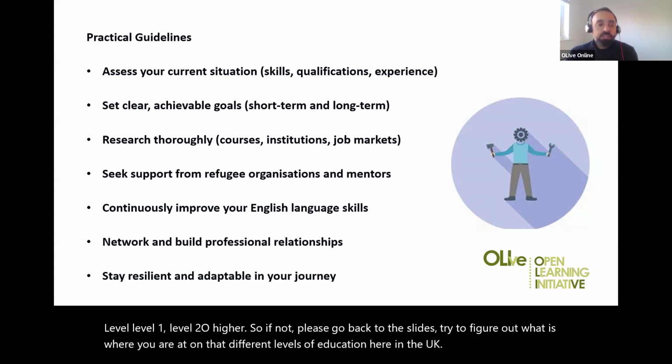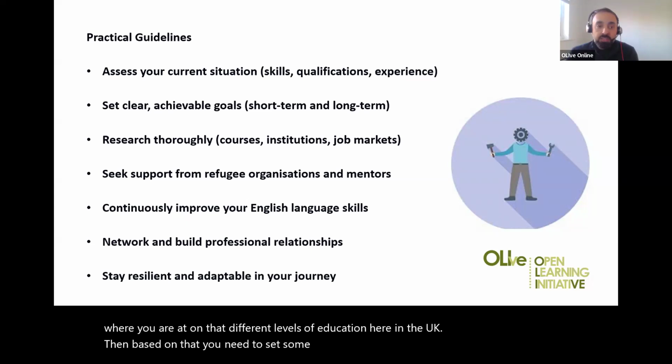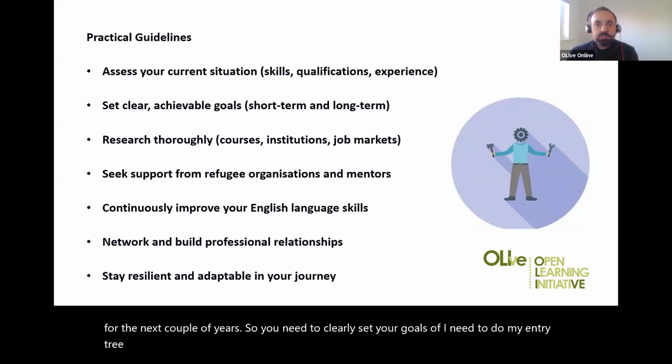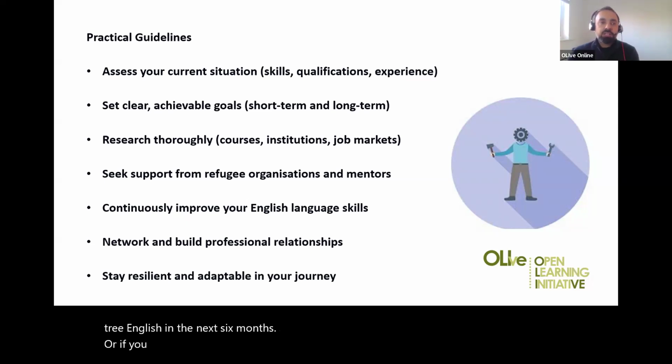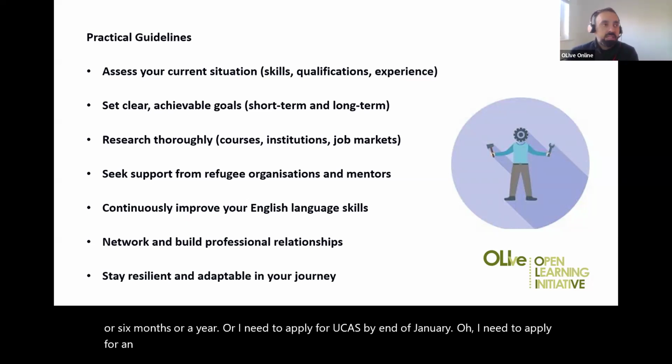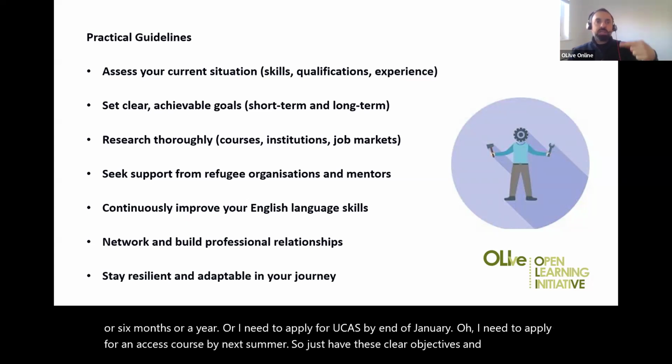Then, based on that, you need to set some clear achievable goals for the next few months and for the next couple of years. So you need to clearly set your goals of, I need to do my entry 3 English in the next 6 months. Or if you are in level 1, I need to finish my level 1 and start level 2 in the next 3 months or 6 months or a year. Or I need to apply for UCAS by end of January. Or I need to apply for an access course by next summer. So just have these clear objectives and goals so that you can plan for it.